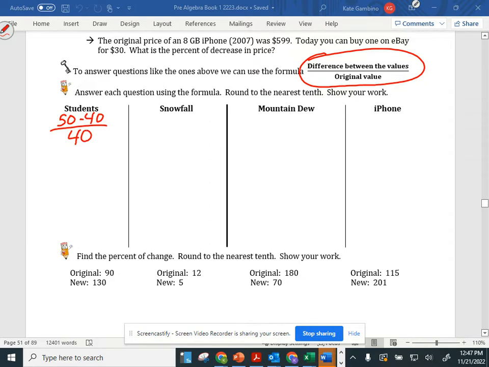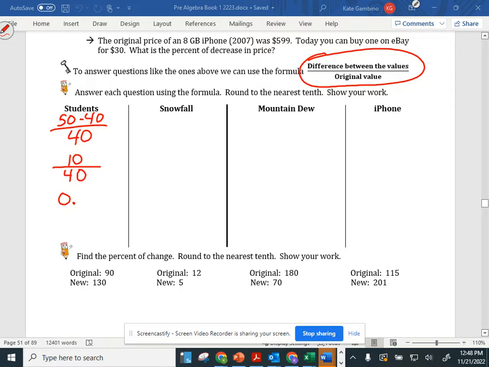Evan. 50 minus 40. Yep, because we're finding the difference. So 50 minus 40 is 10. Divided by our 40. 10 divided by 40 would be what decimal? Aiden? Nope. So you're going reverse. You're thinking it differently. You're doing 40 divided by 10. We want 10 divided by 40.